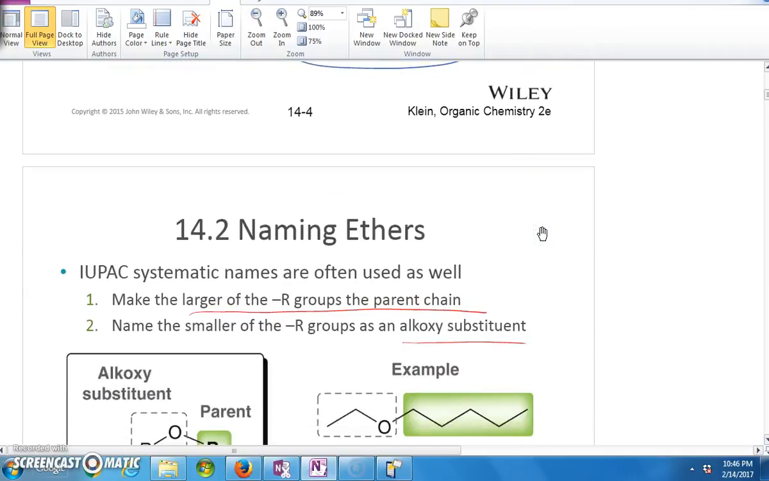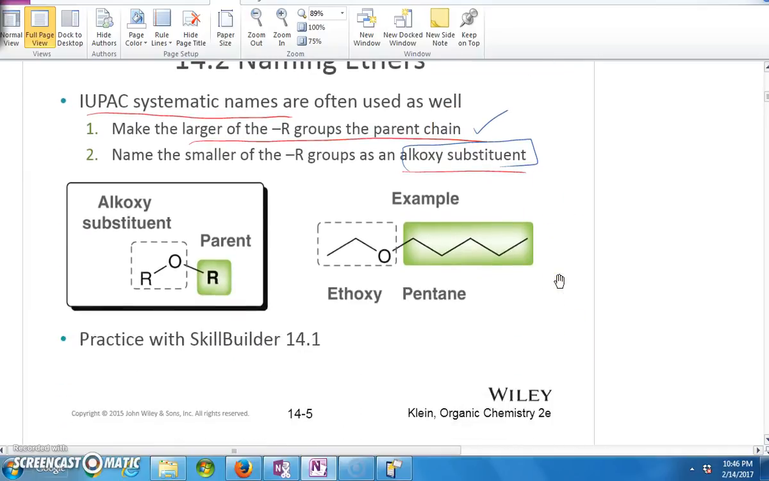Now, when you want to name them using IUPAC systematic names, what you need to do here is make the larger of the R groups the parent chain, while the R group that bears the oxygen, we call that an alkoxy substituent. So for example, this is ethoxypentane. The longer chain, of course, is 5 carbons, while the ethoxy is connected to the oxygen.